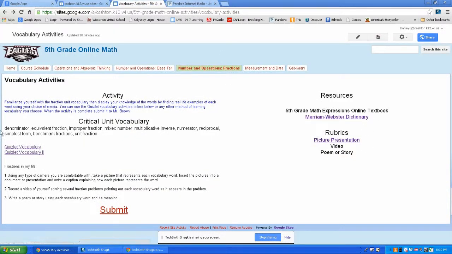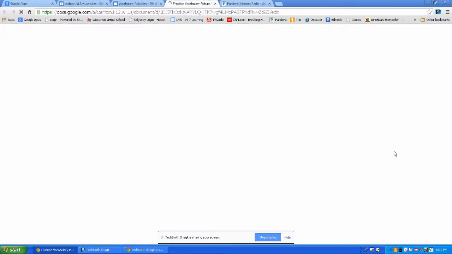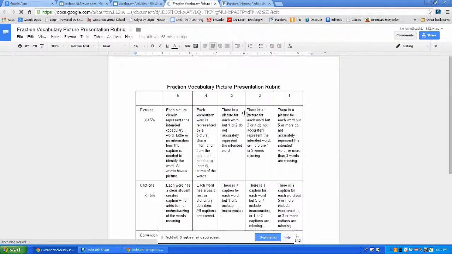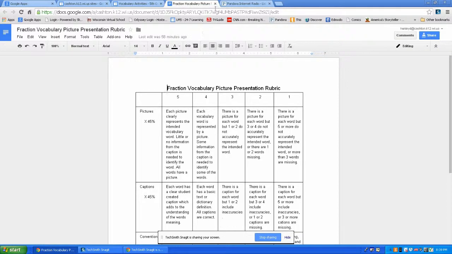Then the projects, there's a couple of different projects that they can use on how these vocabulary unit words match with some of the things that they do in their real life. Then, once they have this done, or before they get started, they can look, and there will be rubrics posted so that they can see what they'll be scored upon and how this will be graded.